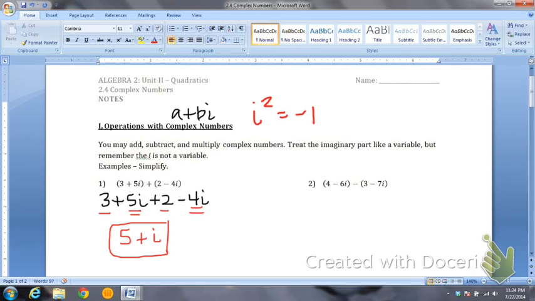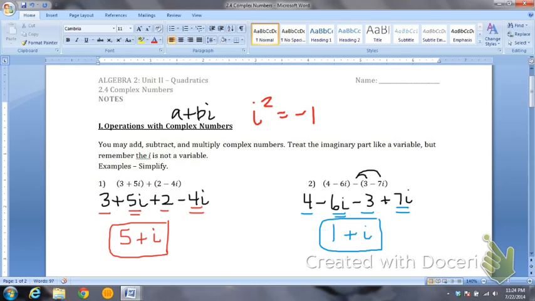So we look at number 2. Again, some of you are going to be in the habit of just changing signs, but I don't want us to do that. Instead, I want you to rewrite it without parentheses. So 4 minus 6i. And then if we distribute the negative sign, minus 3 plus 7i. And again, all we're going to do now is combine like terms. So 4 minus 3 is 1. And then negative 6i plus 7i is a positive 1i. So we have 1 plus i.